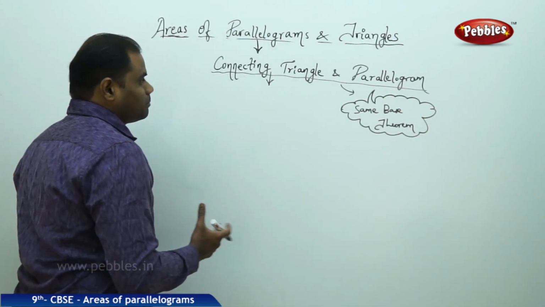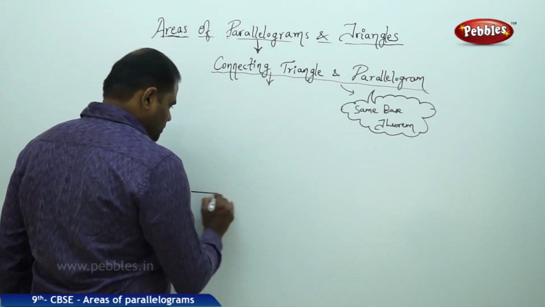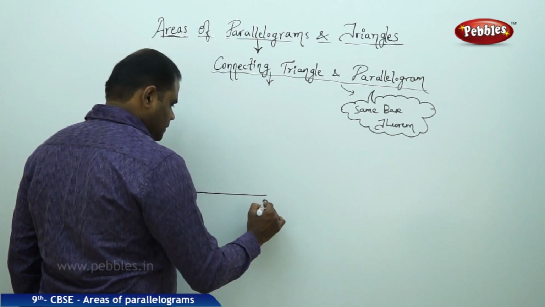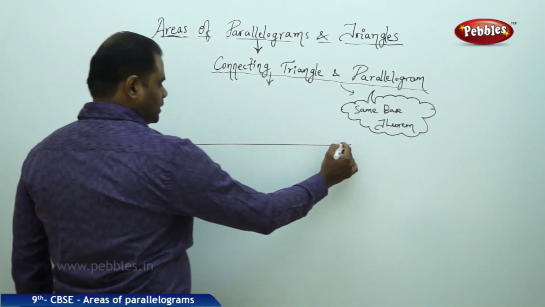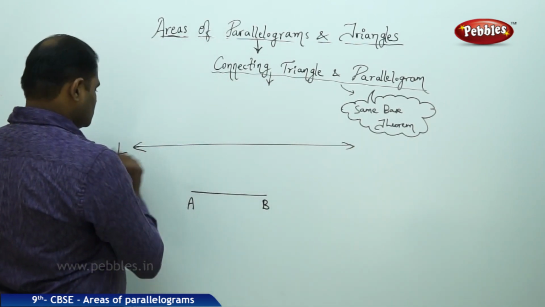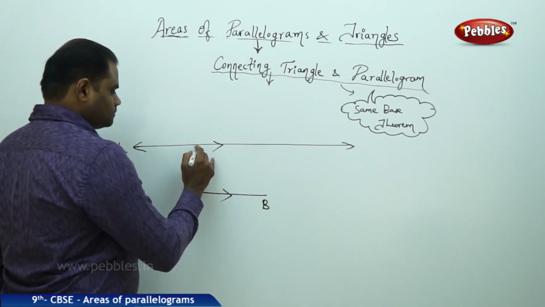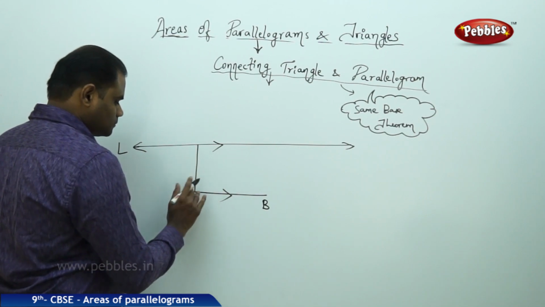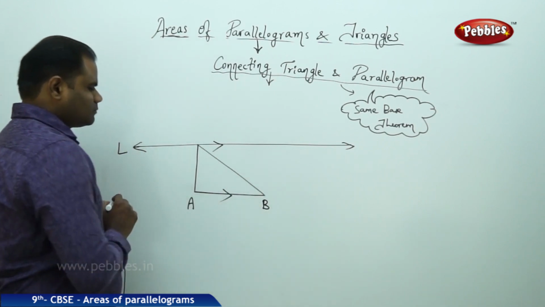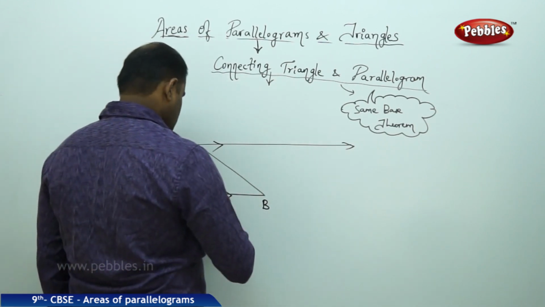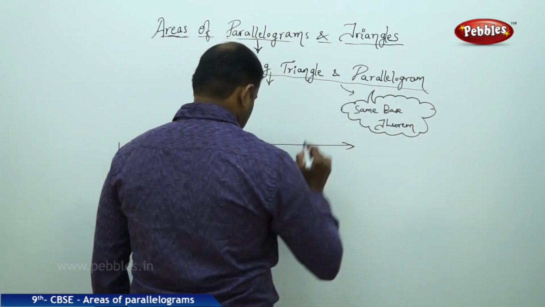For a triangle and parallelogram on the same base and between the same parallels, we understand it as the common base AB and the parallel line L, which is parallel to this. And say I have a triangle out here, and next I have a parallelogram out here.